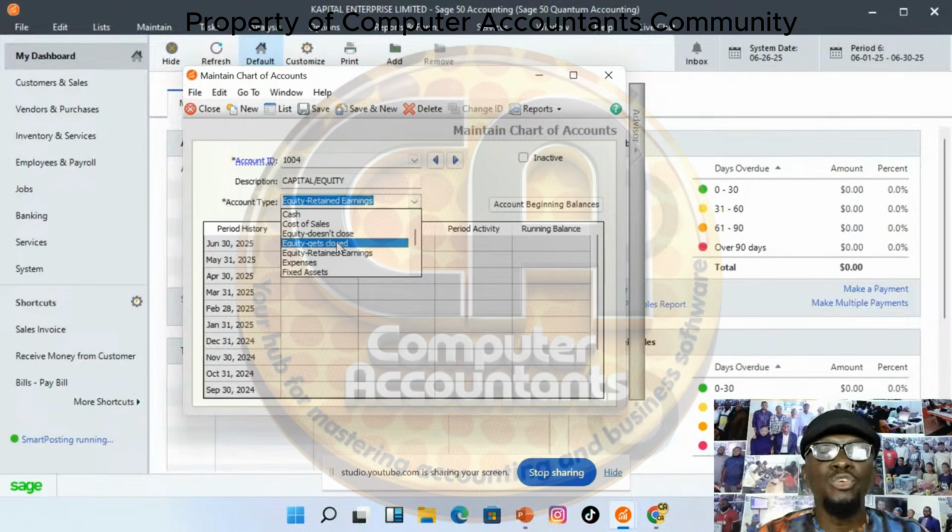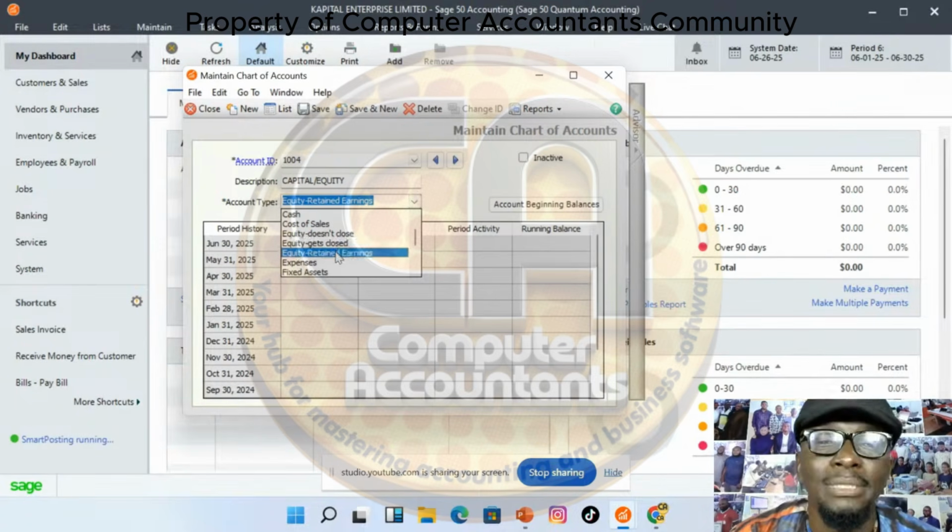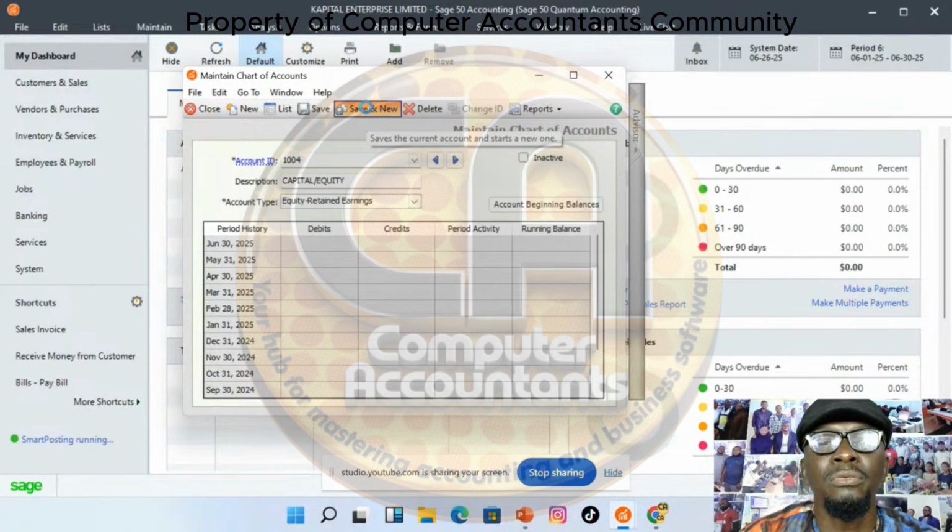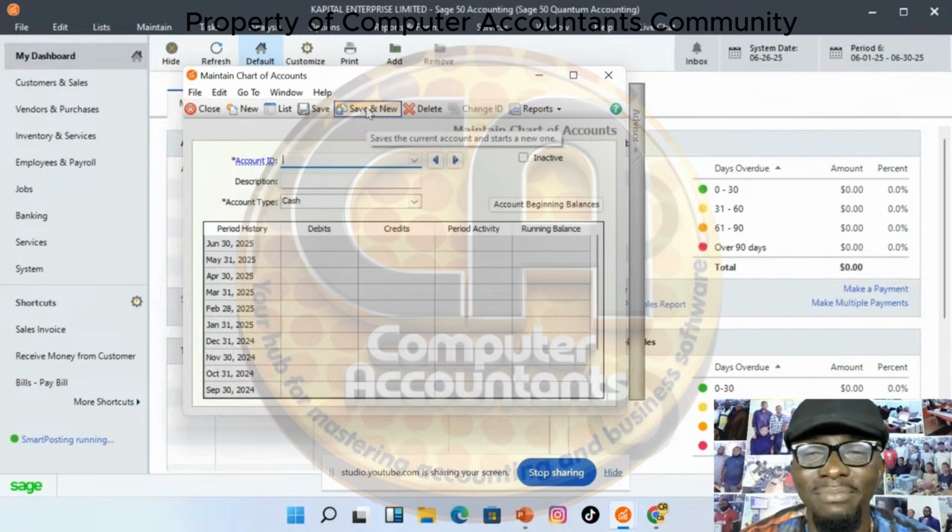Then the last equity is equity gets closed. This is the one we use to record drawings. It has to do with drawings or any account that shows that the owner is taking money out of the business. So when you create drawings, it will go to equity gets closed. That means that it is closed in the period it was drawn. Do you know that capital can be carried forward year after year, but drawings cannot be? Drawings is closed. That money is closed in the period it was taken. Okay, so this is it. Save and new.